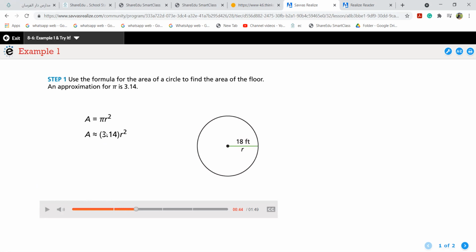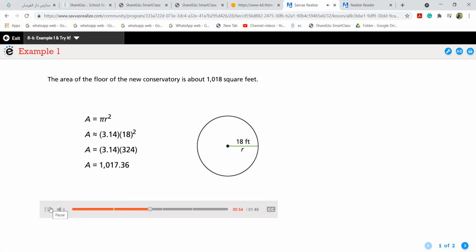And you know that pi is nothing but 3.14. Radius is 18 times 18. If you do 18 times 18, what do you get? That multiplied with 3.14, and substitute 18 feet for the radius r. Simplify the expression. The area of the floor of the new conservatory is about 1,018 square feet.